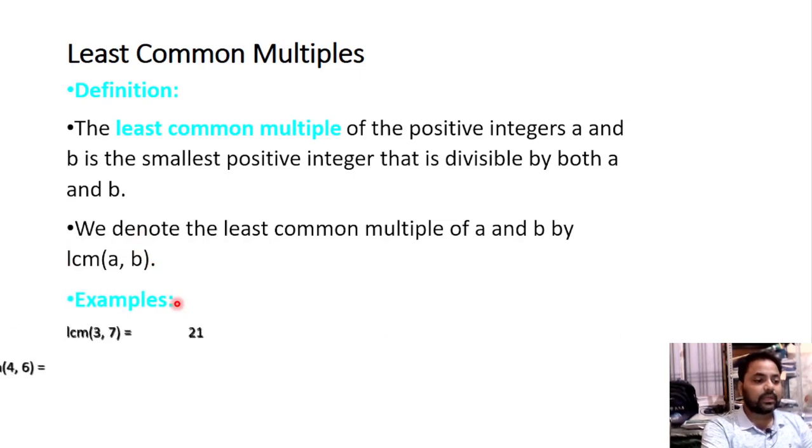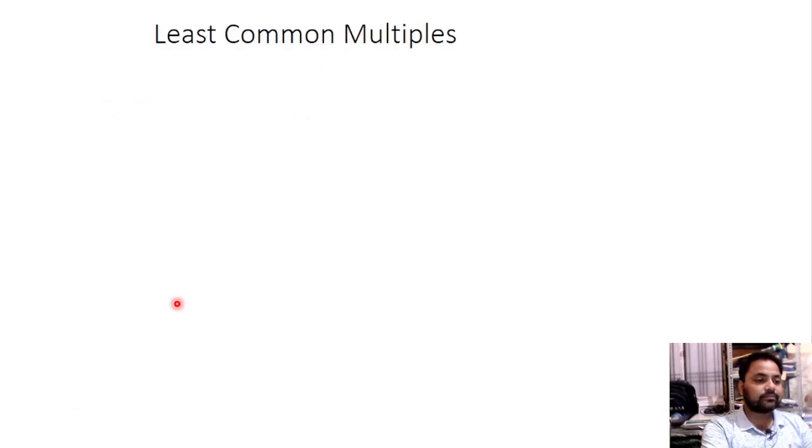And here is the example: the LCM of 3, 7 equals 21, LCM of 4, 6 equals 12, the least common multiple of 5, 10 equals 10.